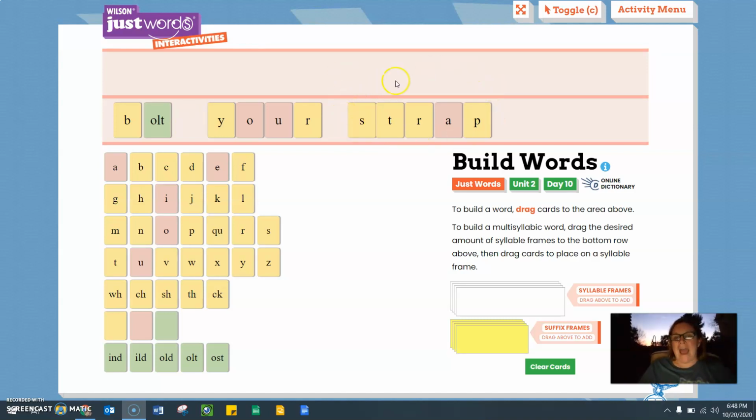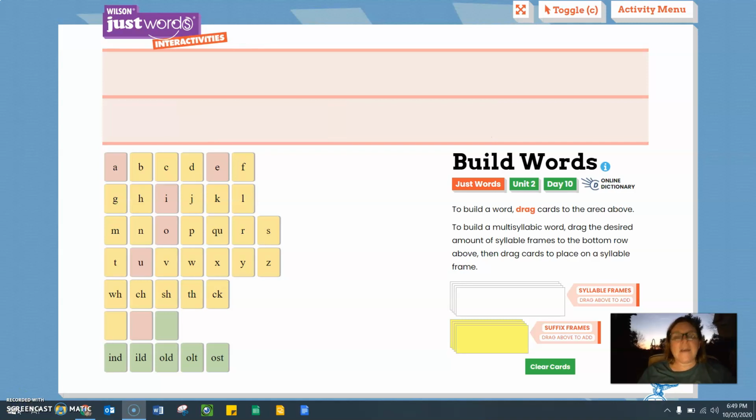Take a look at strap. Is strap a closed syllable or a closed syllable exception? Strap. It has a short A, so it is going to be our closed syllable. So remember, we have a short A, we have one syllable, which is one chin drop, strap, and it's going to be our closed syllable.